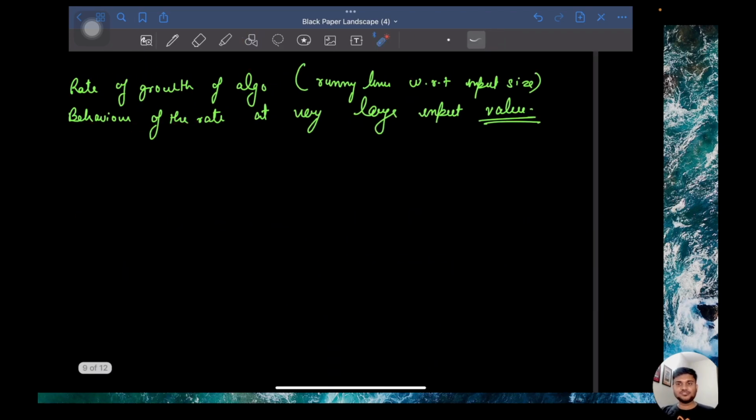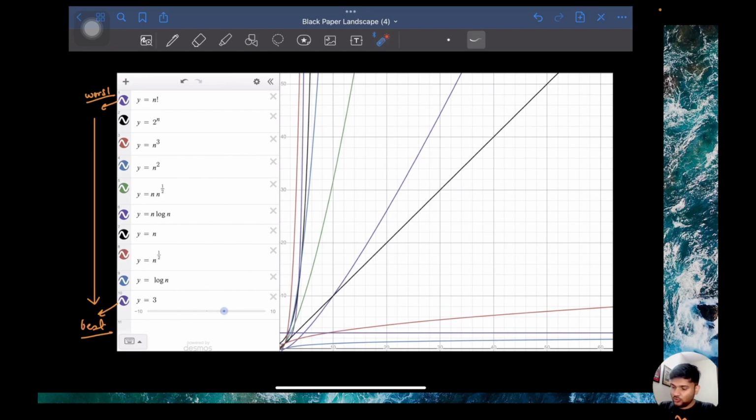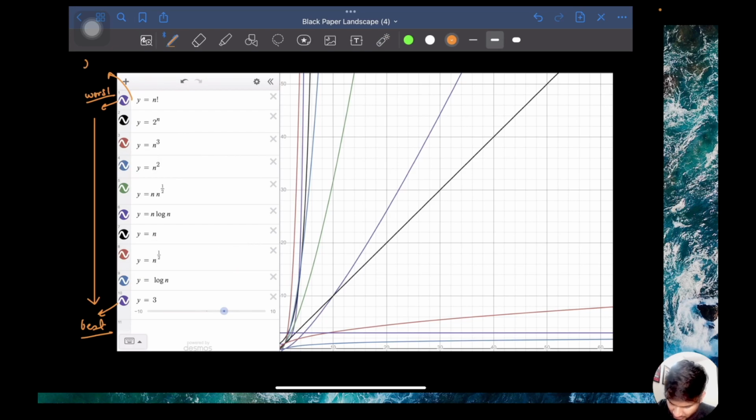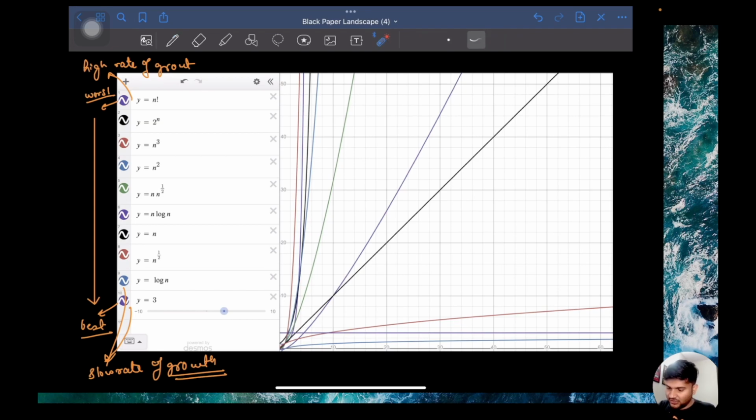Whenever we talk about rate of growth, we are talking about how your time is changing with respect to input size. If we have two algorithms, in the first algorithm the rate of growth is n square, in the second algorithm the rate of growth is square root of n, then definitely the second algorithm is better. The first algorithm is not that good because the rate of growth is high. You can say high rate of growth here, and slow rate of growth here, right? So if an algorithm has a high rate of growth, then we don't desire that algorithm. We always desire an algorithm with a slow rate of growth.